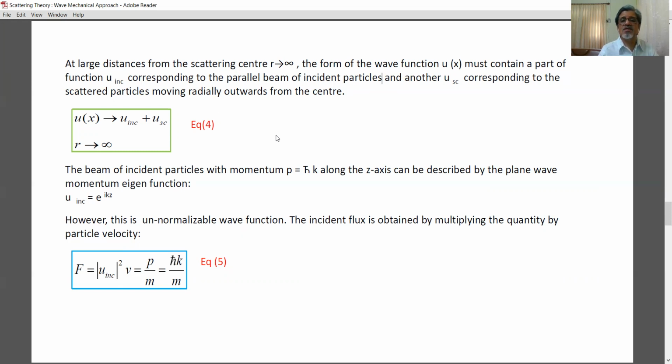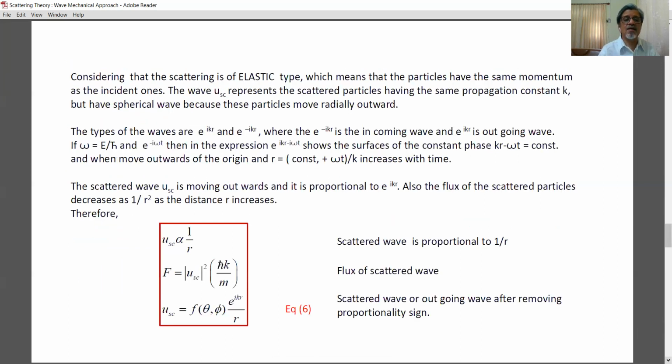So the incident flux is obtained by multiplying this quantity by the particle velocity. So if we take a flux F, it is the modulus of u incident squared multiplied by v, that is the particle velocity. So that becomes a normalizable function. And v can be represented as p divided by m, and p is represented by h cut k, so v is h cut k by m. That is named as equation number 5. So equation number 5 represents the phenomenon taking place in the scattering.